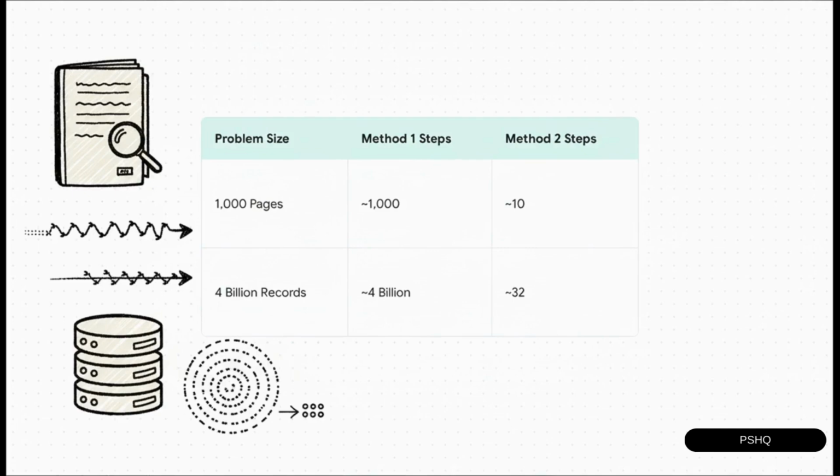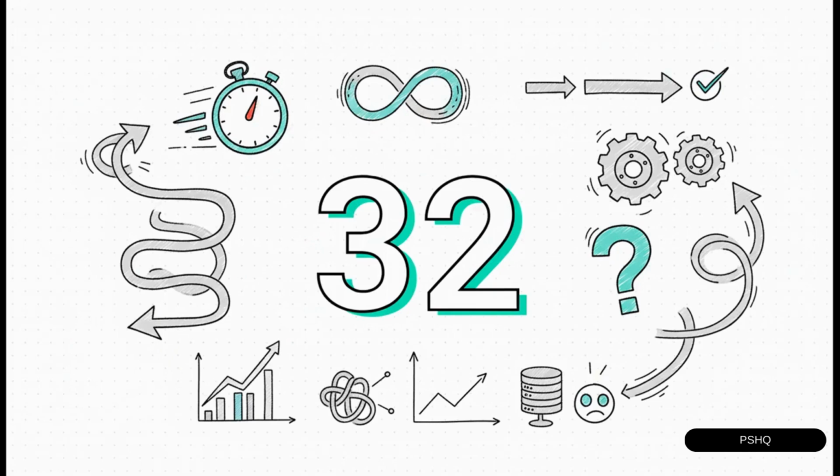Now let's scale that to a real software problem, like searching a database with 4 billion records. The brute force method would take 4 billion steps. The smart way takes, wait for it, just 32. Yeah, let that sink in for a second. 32 steps.